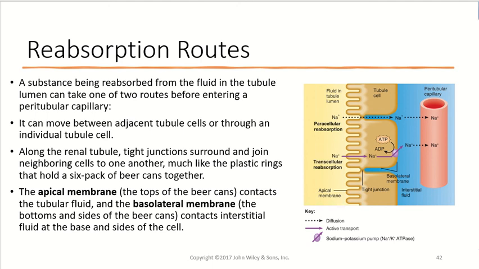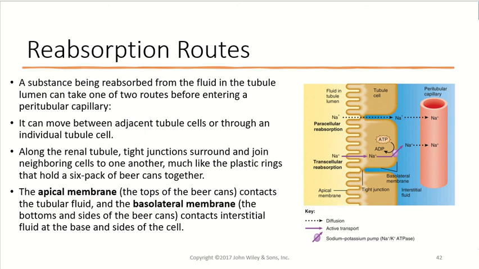Along the renal tubules, there are going to be tight junctions that surround and join neighboring cells to one another. This is very similar to the plastic rings that hold a six-pack of beer cans together, or soda, whatever it is you're drinking. But those old plastic rings that used to be a thing, I guess they're not as common now.